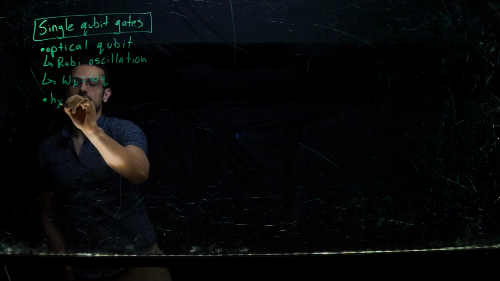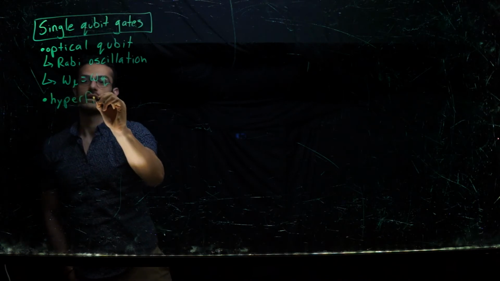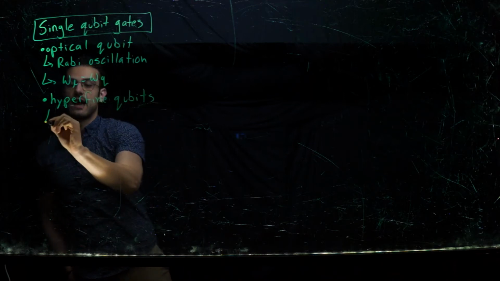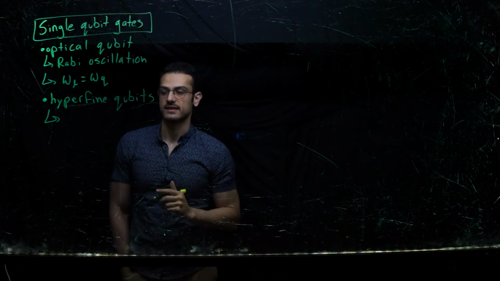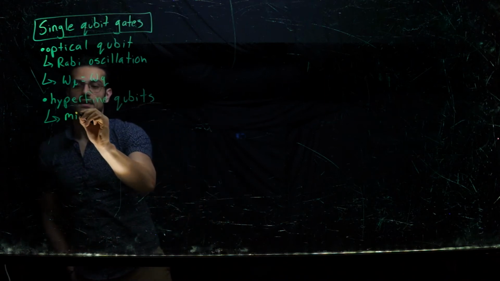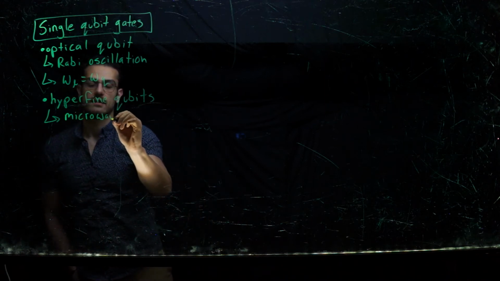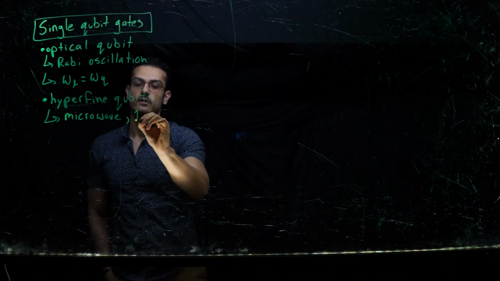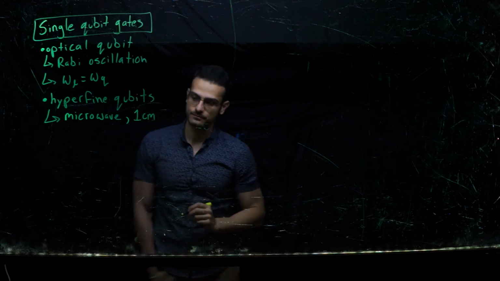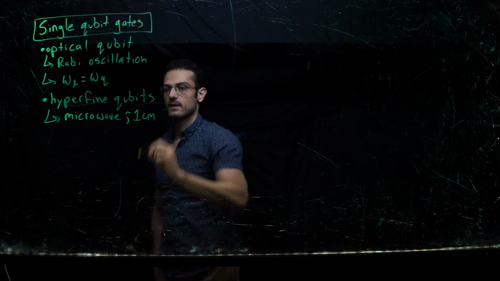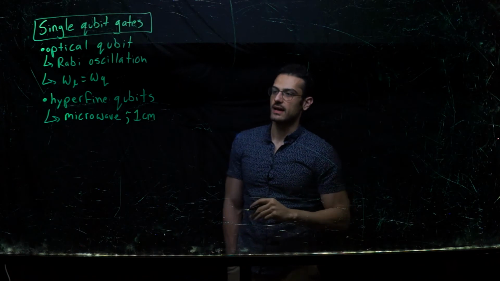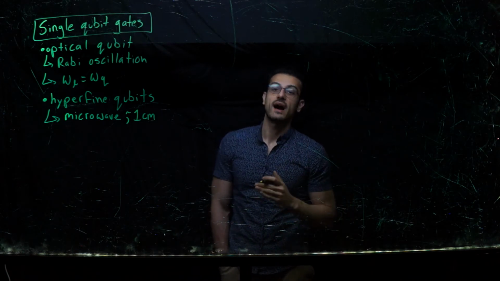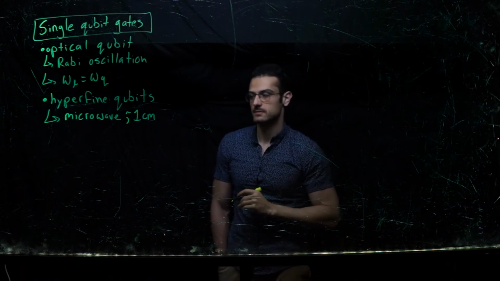However, for hyperfine qubits, we run into a bit of an issue. And that's that the gap between the ground and excited state is in the microwave range. And so microwaves have a wavelength of about a centimeter. So why is that an issue? Well, that's much larger than the size of an ion. So it becomes difficult to address one ion without also addressing the other ions.